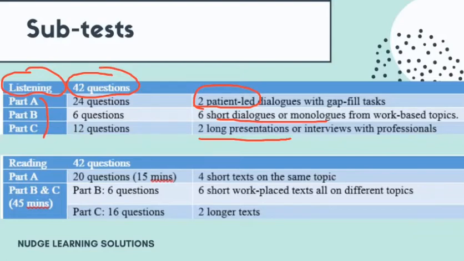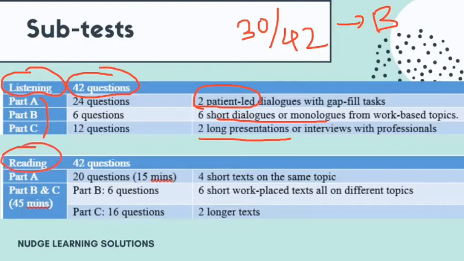Listening consists of 42 questions. Out of these 42, you need to get at least 30 correct so as to get a band of B. To get a B band, you should get at least 30 questions correct out of the 42 questions. Similar is the case in reading, where you need to get 30 questions correct out of 42.